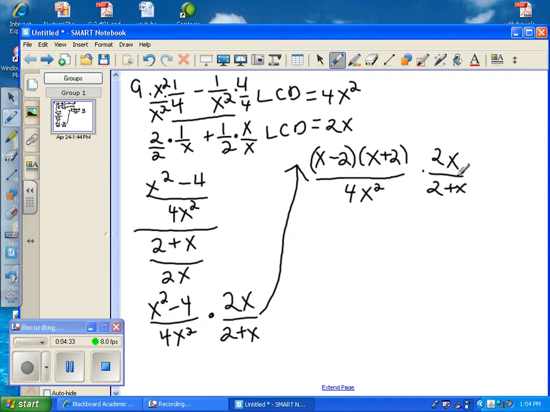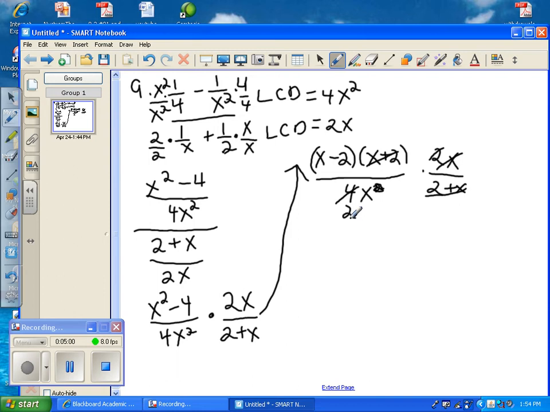Okay, so now that everything's factored enough for me to see if I have any factors in common, I'm going to try to cancel out what I do have in common. I have an x plus 2 and a 2 plus x. They're exactly the same except for the order. This 2 divides into that 4 2 times, and that x divides into that x squared one time, so that just leaves me x.